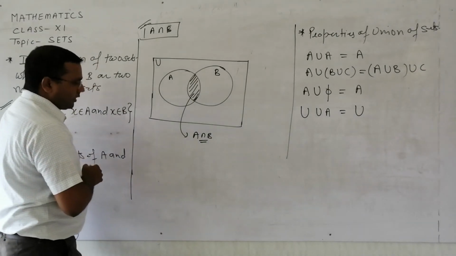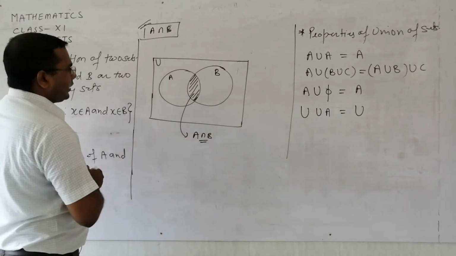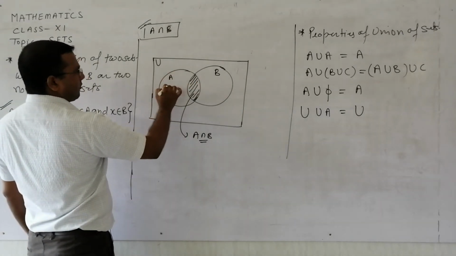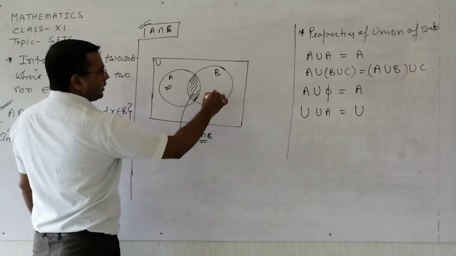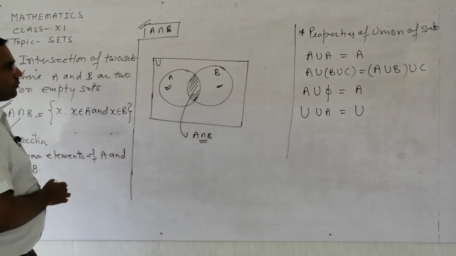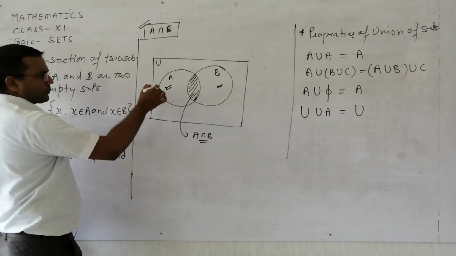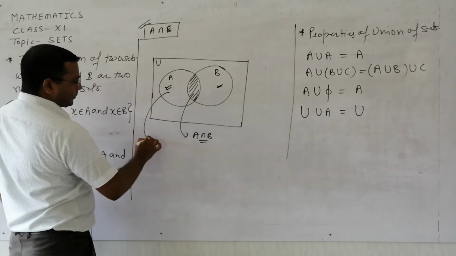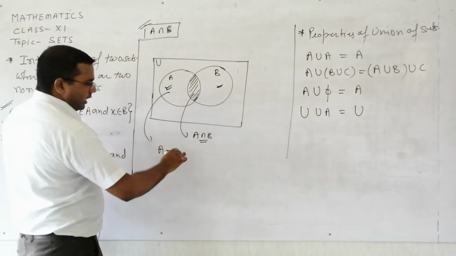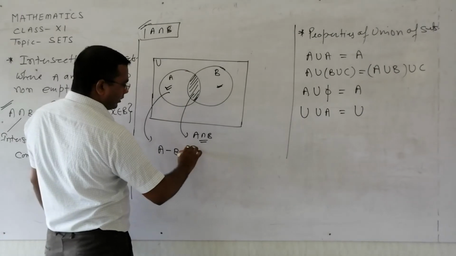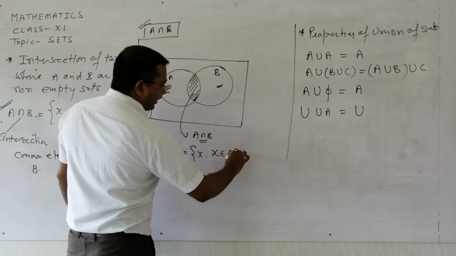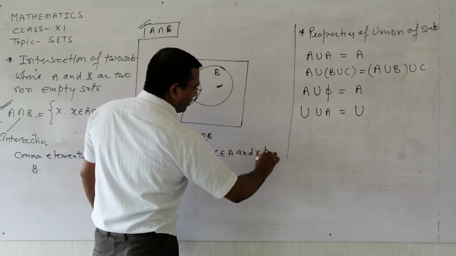But student, here I would like to tell you, what do you think here? This non-intersecting part, if I am talking about this particular part, this part can also be represented by set notation. This particular part is A minus B. A minus B means what? X such that X belongs to A and X does not belong to B.